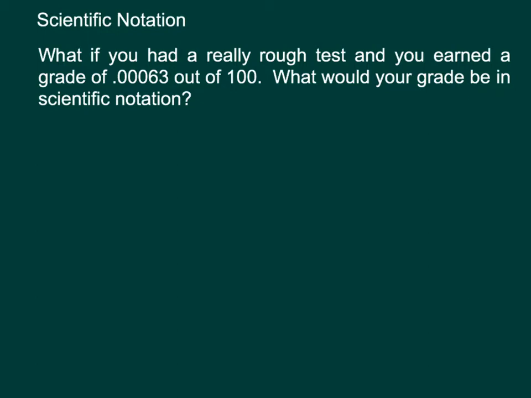Now let's look at a smaller number. What if you had a really rough test and you earned a grade of 0.0063 out of 100? Not your best day. What's your grade going to be in scientific notation? Let's try to make you feel at least a little bit better about your grade. So we're going to convert this to 6.3, times a factor of 10.